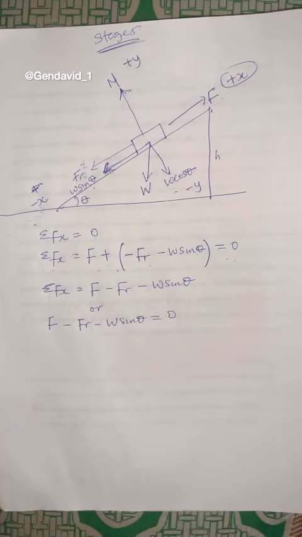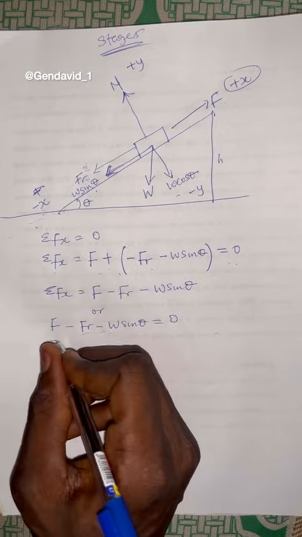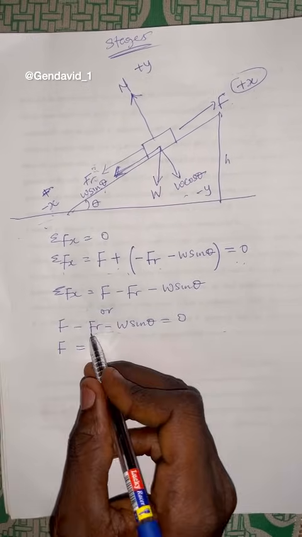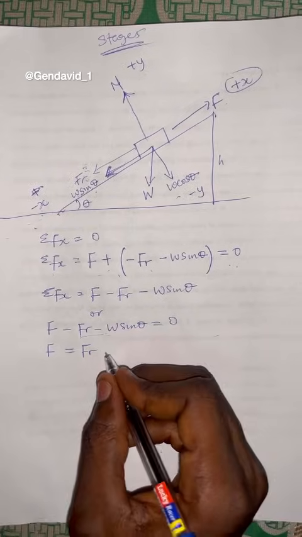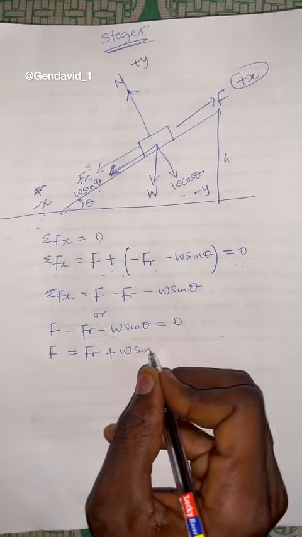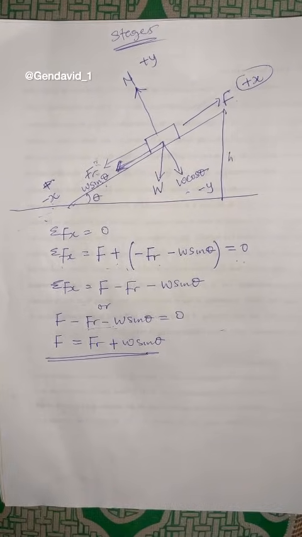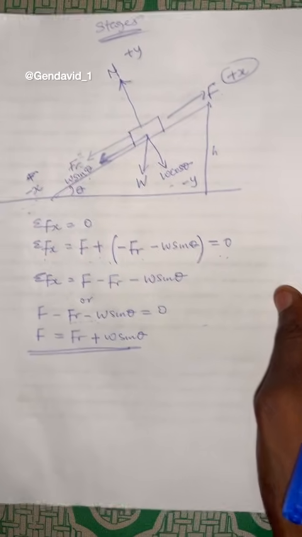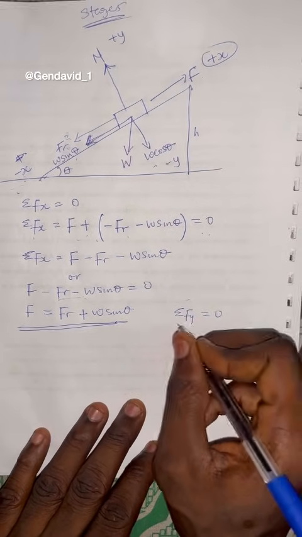Everything equals 0. Now let us take these two that have minus to the other side. So we now have F equal to, if you take minus FR to the other side, it becomes plus FR. If you take minus W sin theta to the other side, it becomes plus W sin theta. So we can say that F is equal to FR plus W sin theta for the horizontal. Now let me go to the vertical. For the vertical, summation Fy is equal to 0.